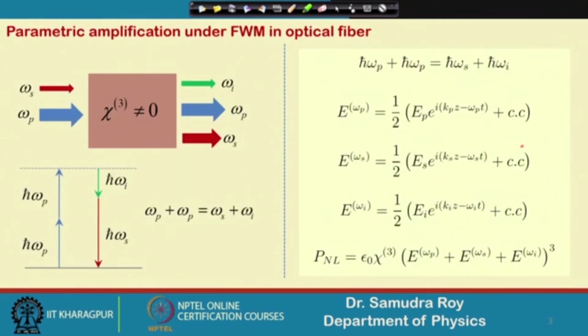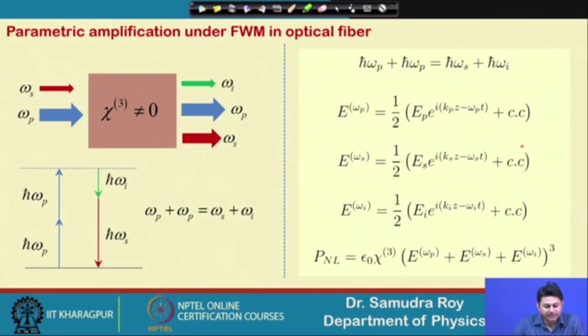In the parametric amplification process, in an optical fiber we launch a pump omega p, and if this optical fiber has a third order nonlinearity which is quite strong, we can use it for amplification of a signal omega s. How this omega s is generated can be understood from this energy diagram: two pump photons are absorbed and generate one idler photon and one signal photon. That means omega p plus omega p is equal to omega s plus omega i.